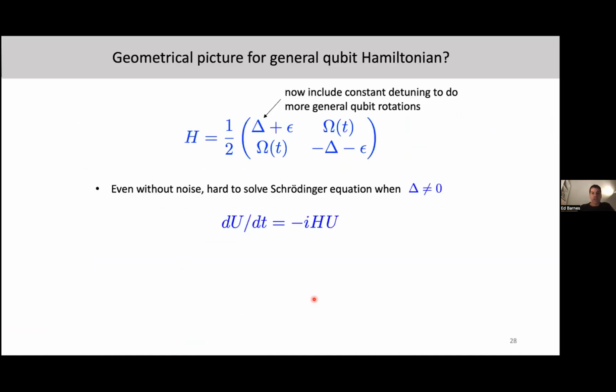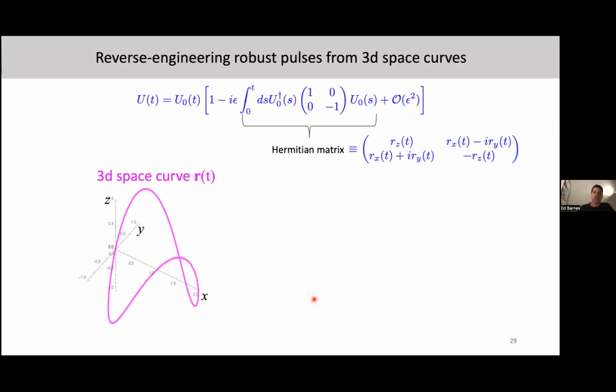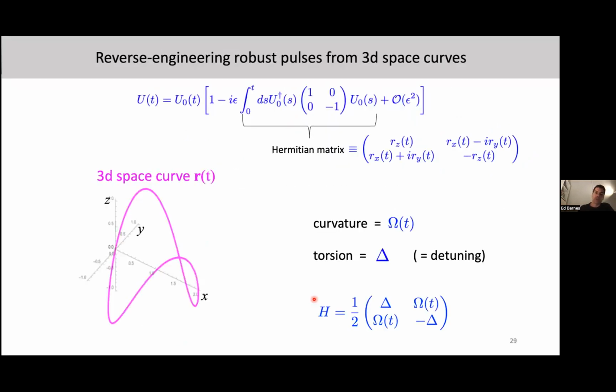We've generalized this in various ways, so you can consider a non-zero detuning now, moving away from the simplest possible problem. It's very much the same story, the main difference being that now you're drawing curves in 3 dimensions, but so long as the curve is closed, you're still canceling the detuning noise to first order.